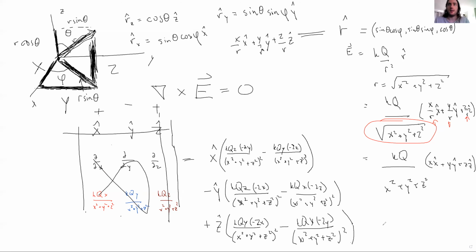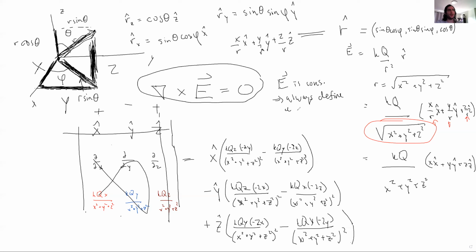All right, what have we just done here? What was the question we were trying to ask and answer? We're trying to figure out if the curl of the electric field for electrostatics is 0. If the curl of the electric field is always 0, then that tells us that E is conservative. And that tells us that we can always define a potential energy.